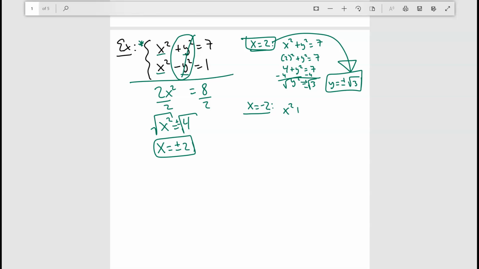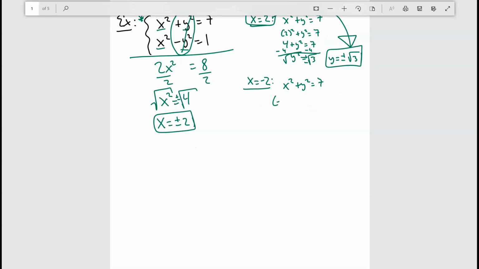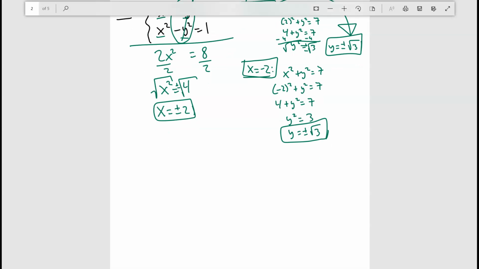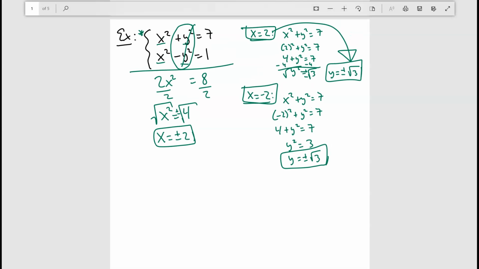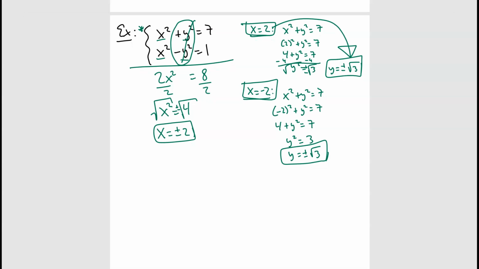So x squared plus y squared equals 7. I got negative 2 squared plus y squared equals 7. So you got 4 plus y squared equals 7. Y squared equals 3. Take the square root to both sides. I'm going to get y equals plus or minus square root of 3. Okay, so what are going to be my solutions? Now, one of the things that you do have to do is check that all solutions match up. So let's look at the first one.